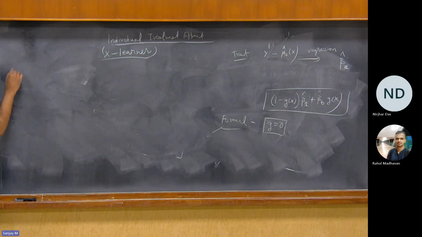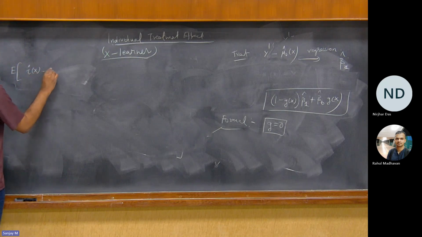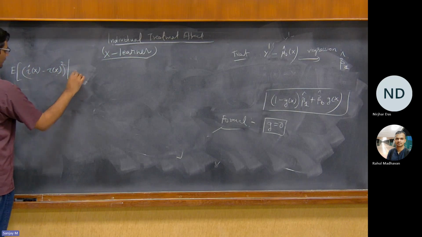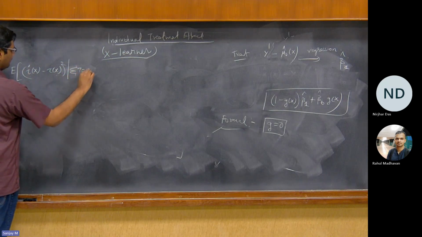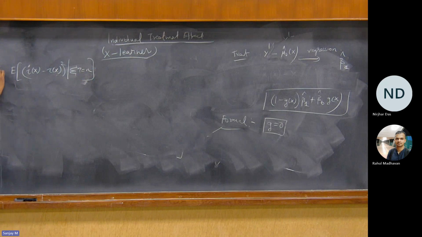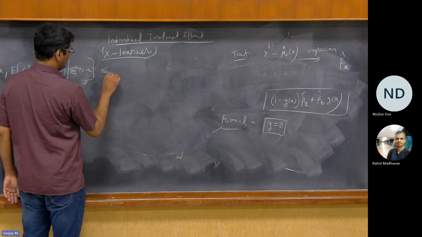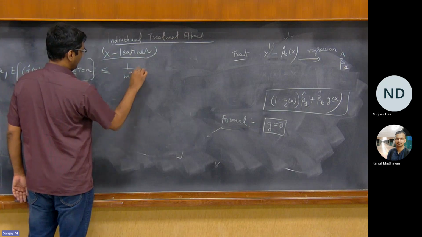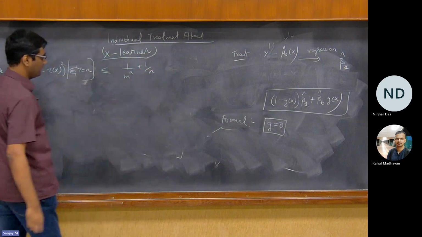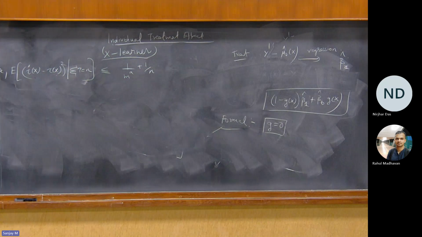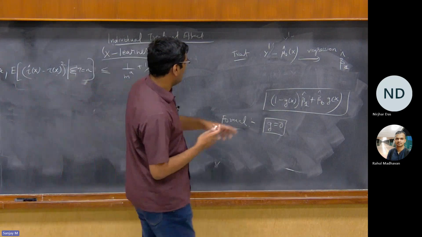So what do I want to prove? I want to say that tau hat of x minus tau of x, squared, conditioned on the fact that the summation of t is equal to n, for all x, is roughly scaling as 1 over n to the power 8 plus 1 over n. This is what I want to prove, where tau hat is beta 1. Yes, tau hat is.